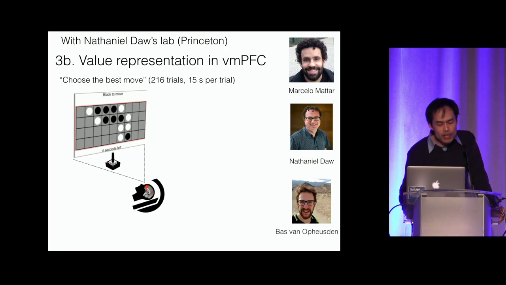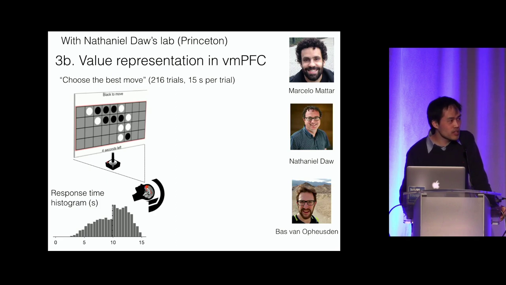So here we give people a position and we ask them to choose the best move. So this is after they have practiced the game outside of the scanner. Then they choose the best move and then they leave the scanner and they have to play a game using the chosen move and they get rewarded for a win against the computer as the game plays out. Now, what's important in fMRI is that people actually take a sufficiently long time, so that the time course of fMRI can match that. So people take, on average, about 10 seconds to move, which is sufficient.